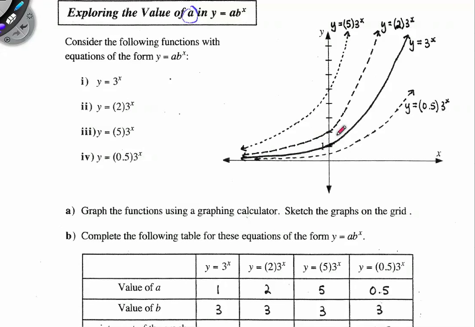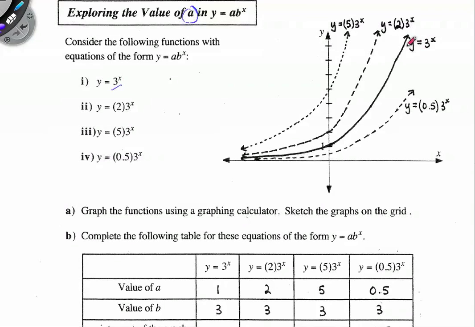We have the original y equals 3x, so A is 1. What happens if we change A to a value of 2? We see it's closer to the y-axis. And if you consider the next one, if A, the multiplier, is 5, again it's closer still. Now remember transformations again, when we have values like this, it's actually a vertical stretch by a factor of 2, by a factor of 5, by a factor of 0.5 from the original here.